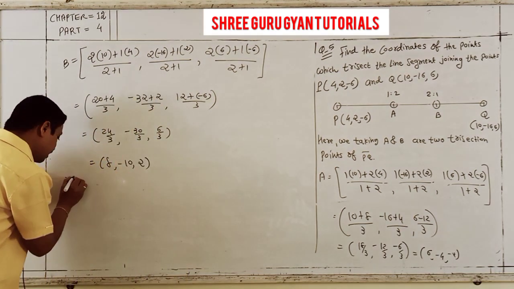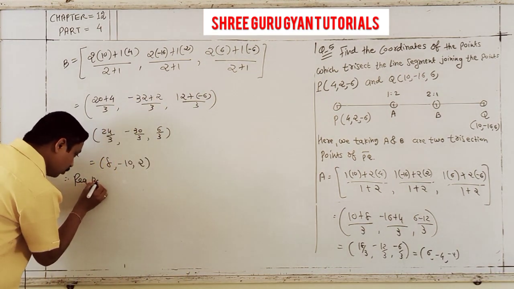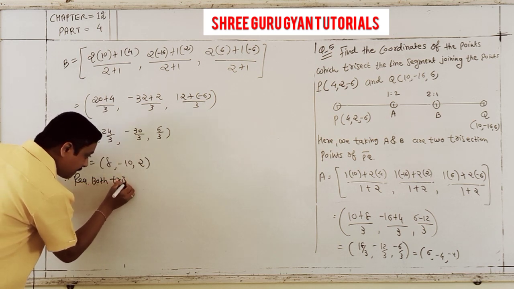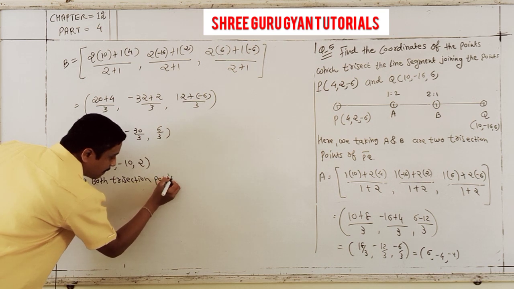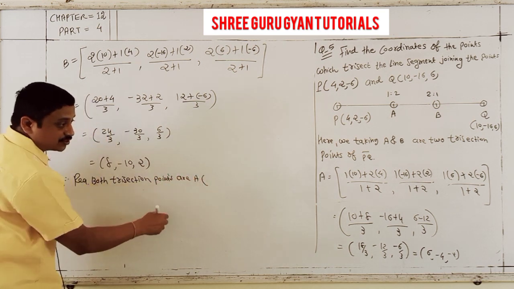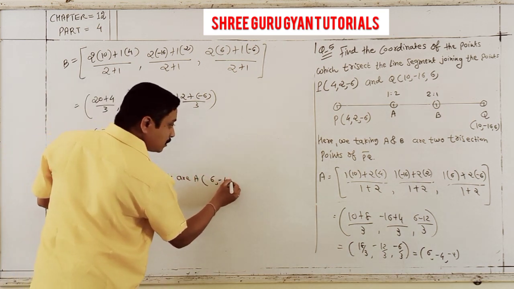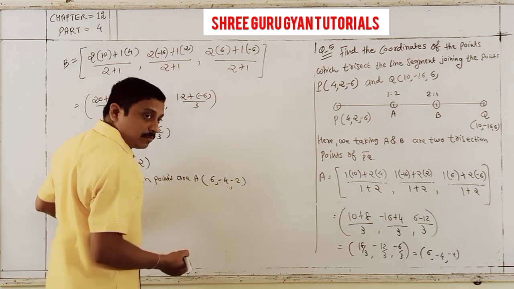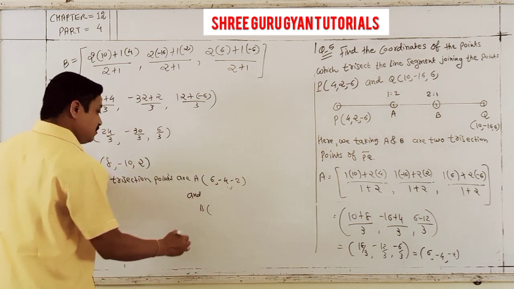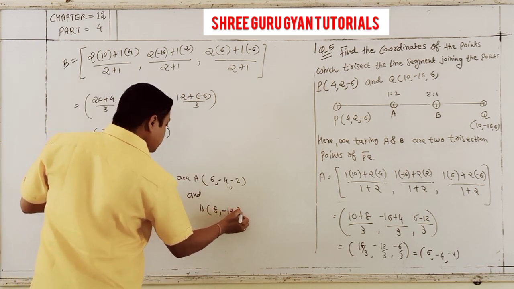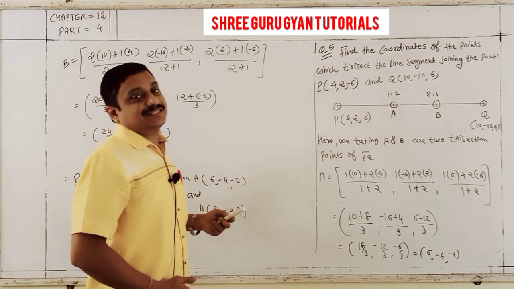So last we write down the required both trisection points. A is 6 minus 4 minus 2, and B becomes 8 minus 10 and 2. Here students, our exercise is over.